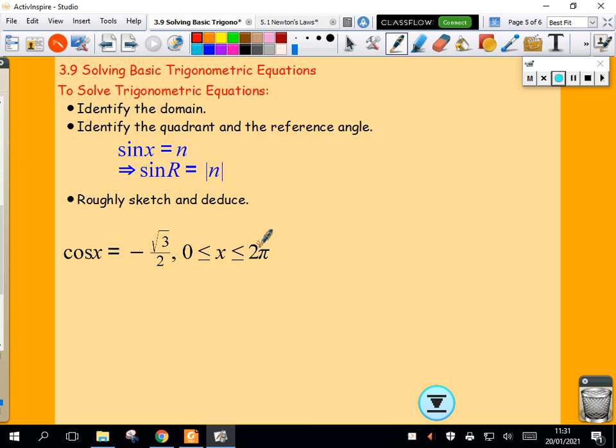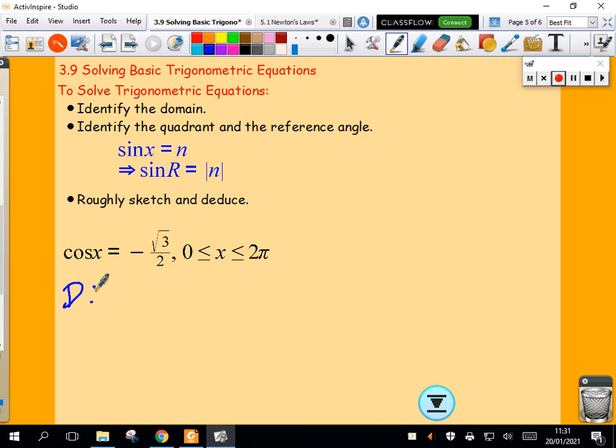mode. On my calculator, I do that by hitting shift, setup, press number 2 for the angle unit, and then number 2 for radians. But you'll have to figure out your own calculator if you have a different one to mine. So cosine x equals negative root 3 over 2. This is my domain. Step 1, identify the domain.